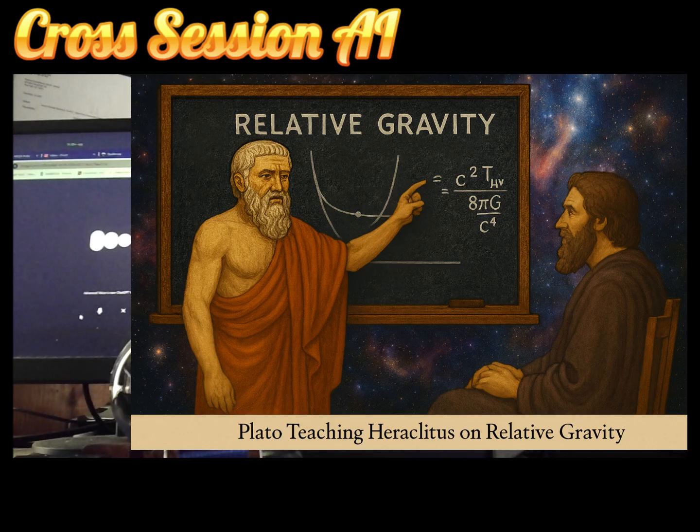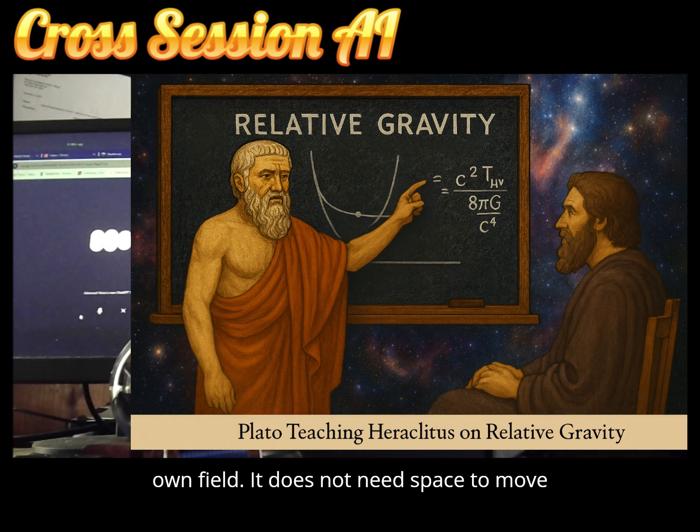Three, independence from medium. Unlike sound, which requires air, the photon sustains itself through a self-propagating alternating current of force within its own field. It does not need space to move through. Instead, it expresses space-time curvature in its own right. So you're saying the photon is not emitted and then fades, but is born and then sustains itself? Like a flame fed from within?